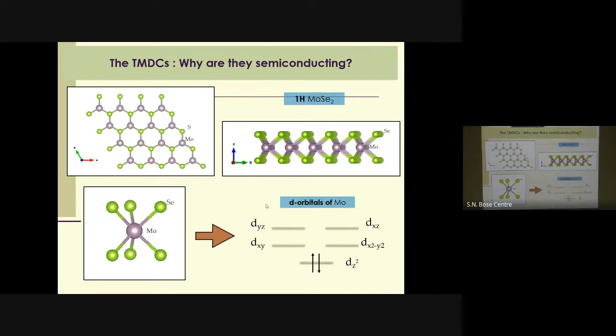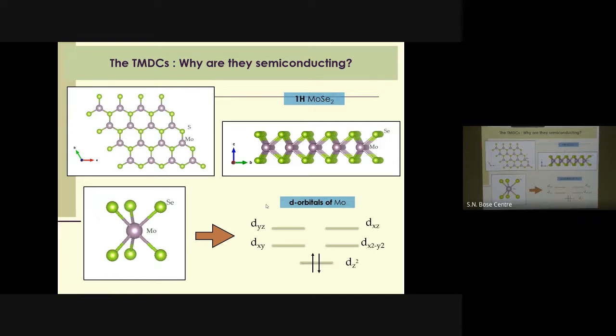If I look at the molybdenum site, selenium has a 2- oxidation state. Consequently, molybdenum has a 4+ oxidation state. You work out the electronic configuration of molybdenum: it has a formal d electron count of 2. Those 2 d electrons fill up these orbitals, so the dz squared orbital is filled and the dxy and dx squared minus y squared orbitals are empty. This is a very simple, naive picture. You can understand that even in this ionic picture, you can explain this semiconducting state.